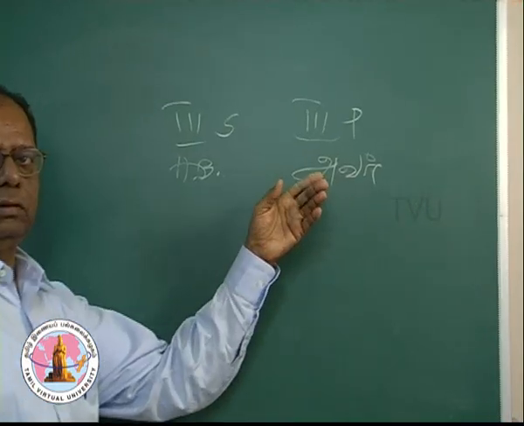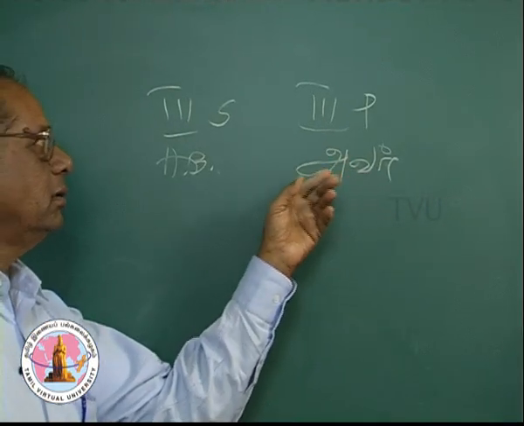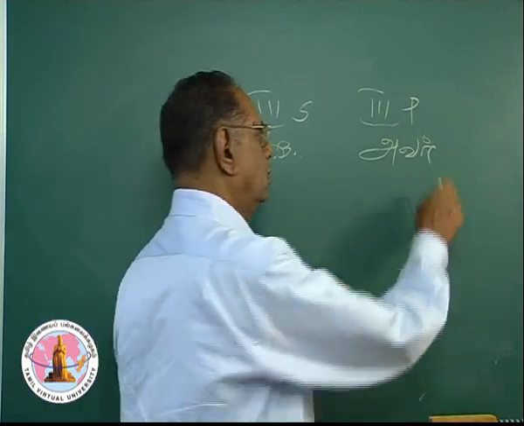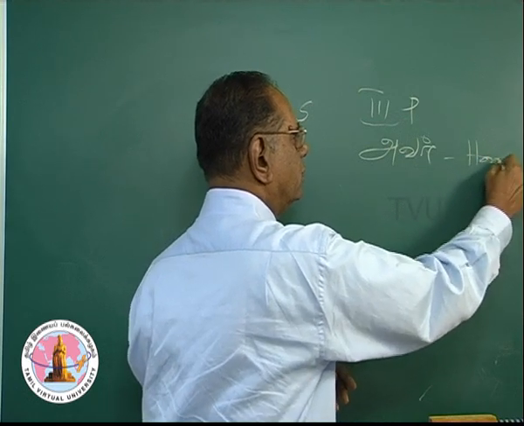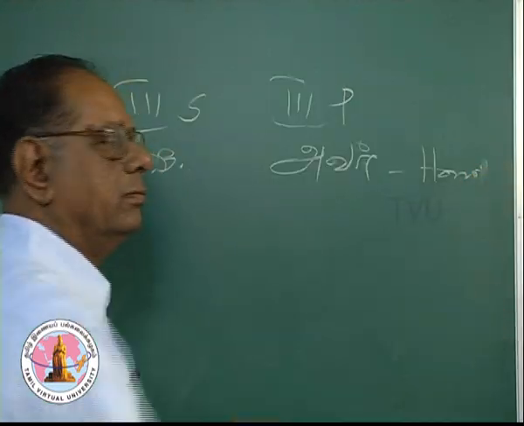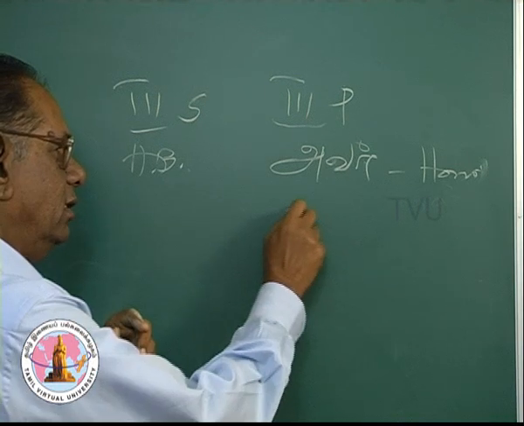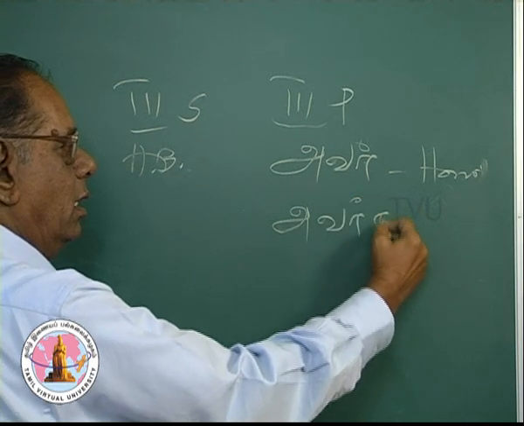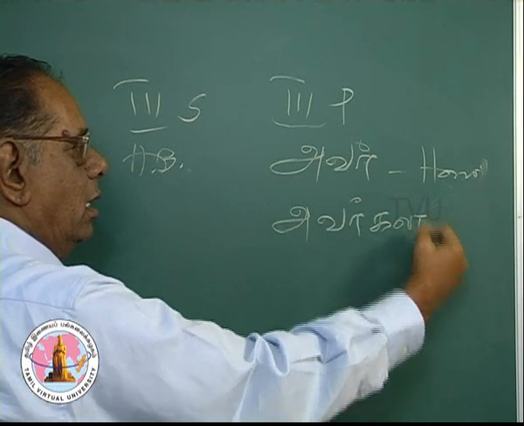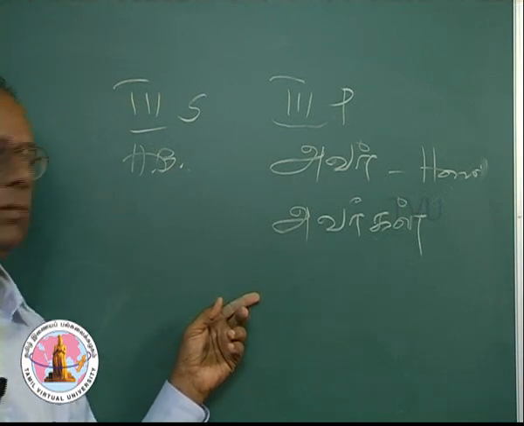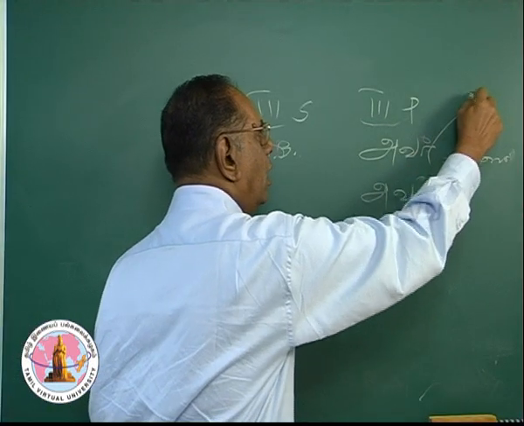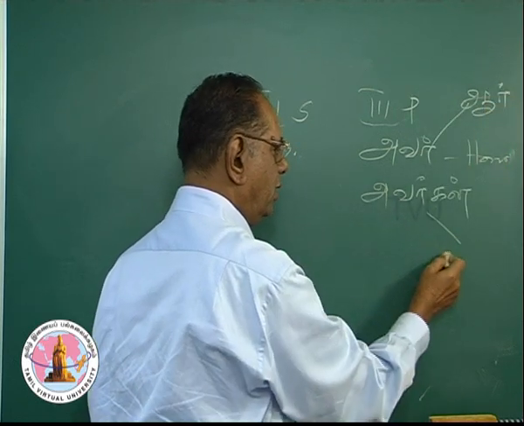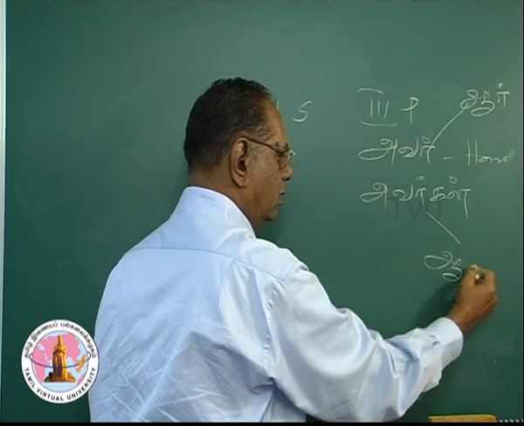Our, third person singular honorific. This is honorific, and plural is avargal. So, our will take ar, and avargal will take argal.